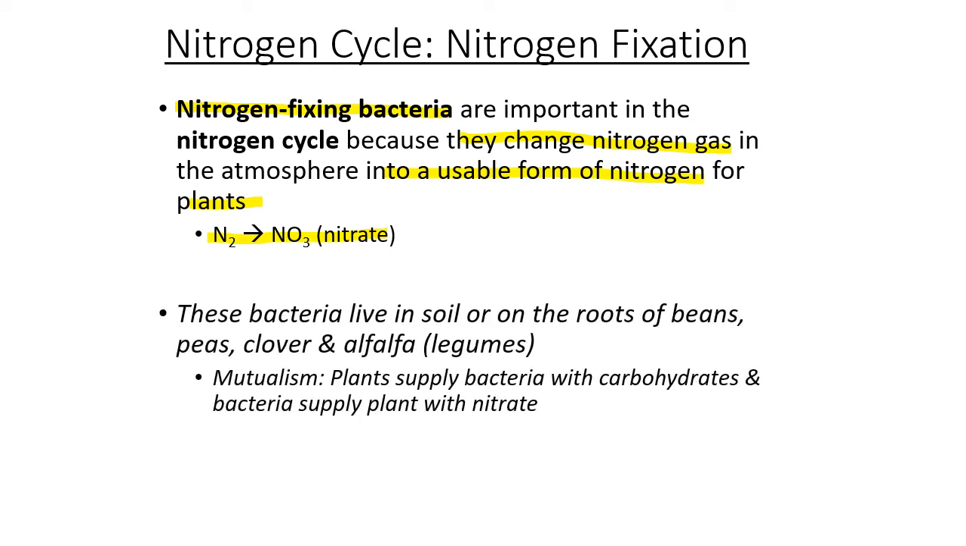These bacteria will live in the soil or on the roots of beans, peas, clovers, and alfalfa, or legumes. This is a mutualism, which is a form of cooperation between organisms. So the plants will supply bacteria with carbohydrates, and the bacteria will supply plants with the nitrate. So it's a positive relationship.